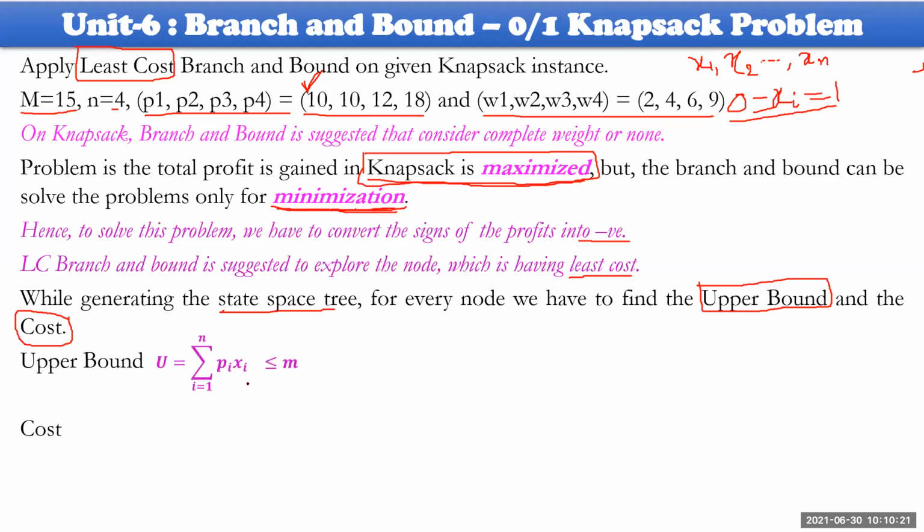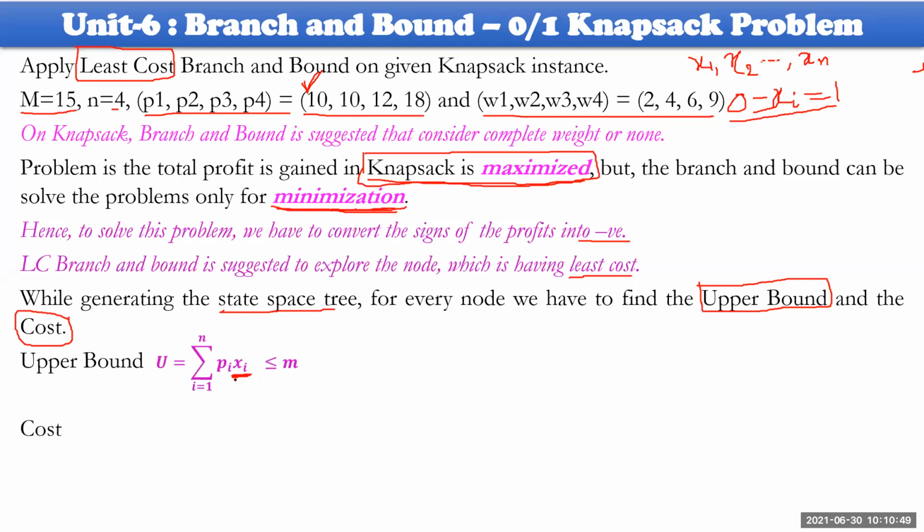U equals sigma i equals 1 to n, pi times xi. Initially, we consider xi to be always 1, because initially we don't know which item is going to be selected until completion of the problem. We don't know the value. Therefore, to identify the upper bound for every node, we consider xi always equal to 1. While exploring, the xi value can be changed.